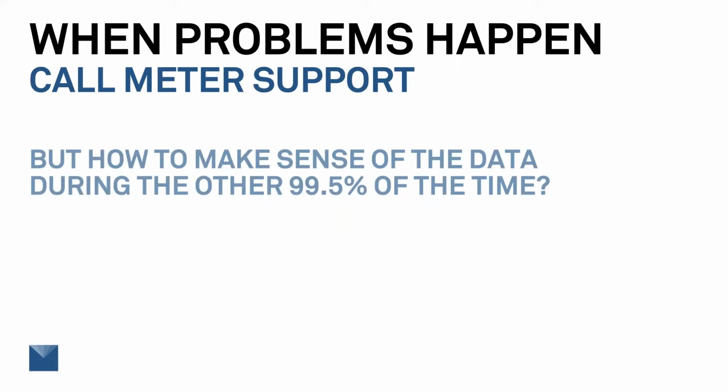So the answer to a lot of these questions is, hey, when problems happen, call METER support. At the end of the presentation, we'll have a contact email for them. Please get a hold of those guys, and they can help you through any of your challenges. Really, what we're going to be talking about today, though, is how to make sense of data during the other 99.95% of the time when you're out there and you don't have problems, but weird things might be happening, or just standard things that you really don't understand how to interpret. So that's our goal here, and we're going to jump in and just go through a bunch of cases.